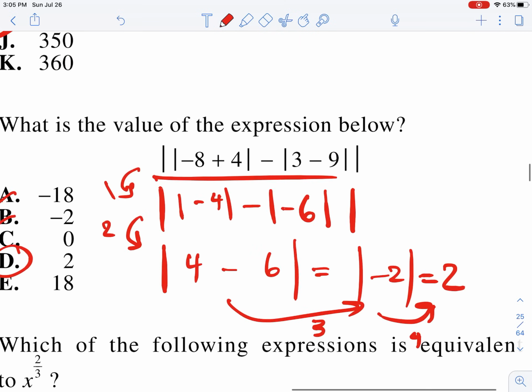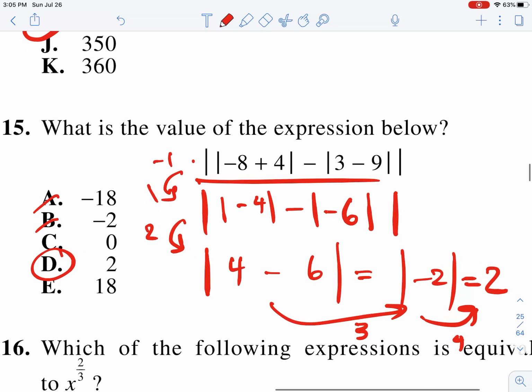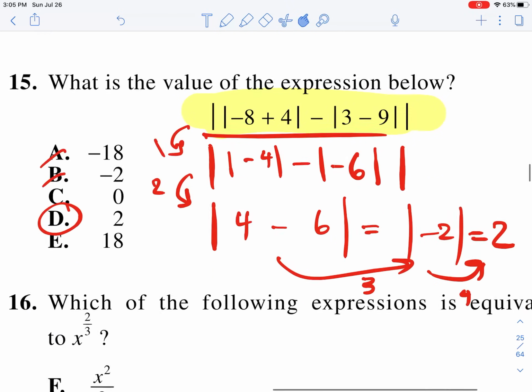Keep that in mind. Now, if they have a problem, like I said, if they multiply by like a -1 or a -10 out here, then yeah, you could have it. But there's nothing here. It's just absolute value that is encompassing everything. So keep that in mind.